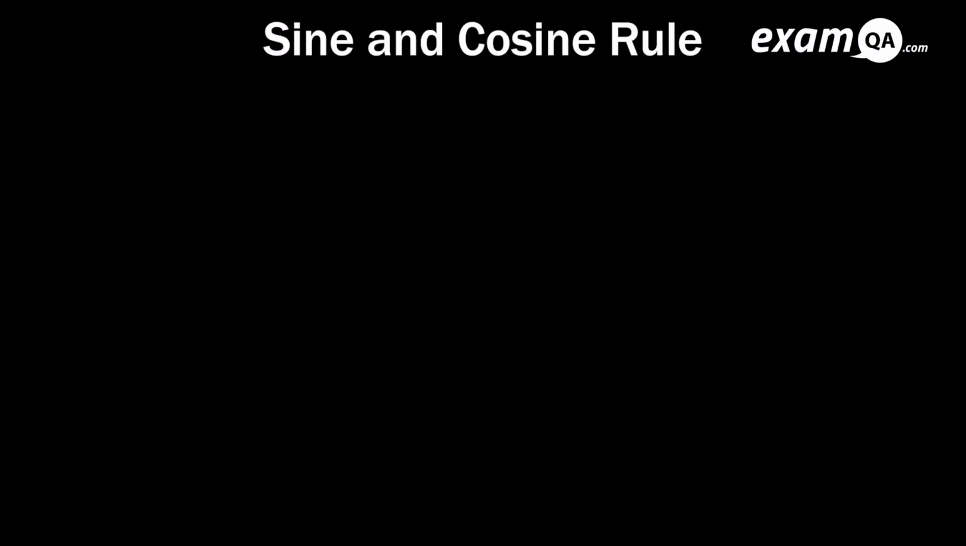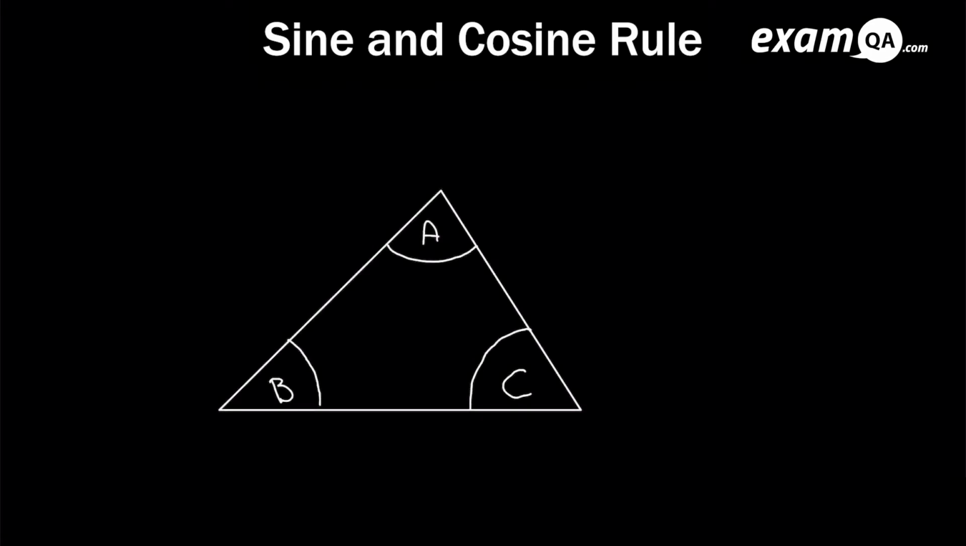However, they only work for right angle triangles, so we need something else when we don't have a right angle triangle. And that's where sine rule and cosine rule comes in. So let's start by showing you how to label your triangle. Now the angles are going to be labelled with capital letters. Sides will correspond to the angles opposite it.